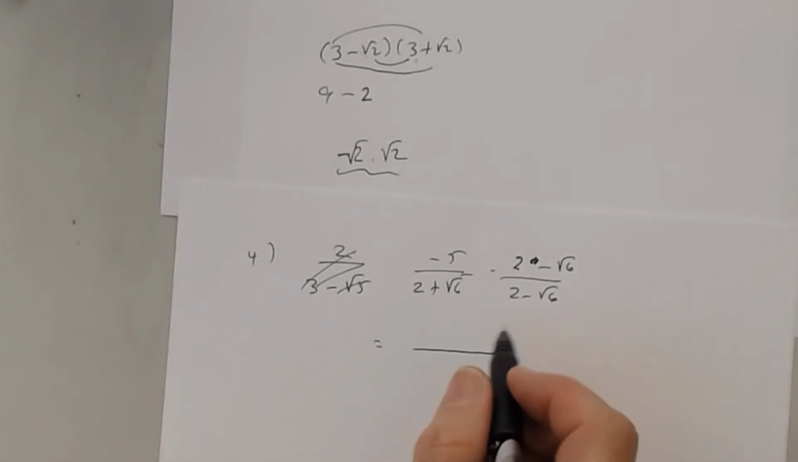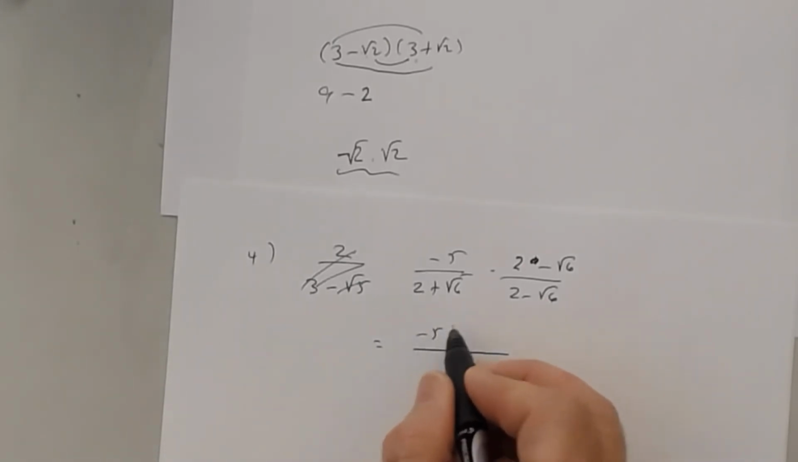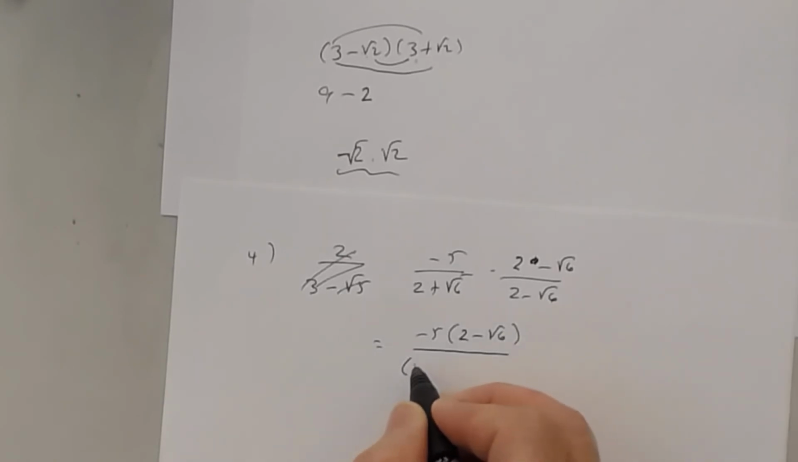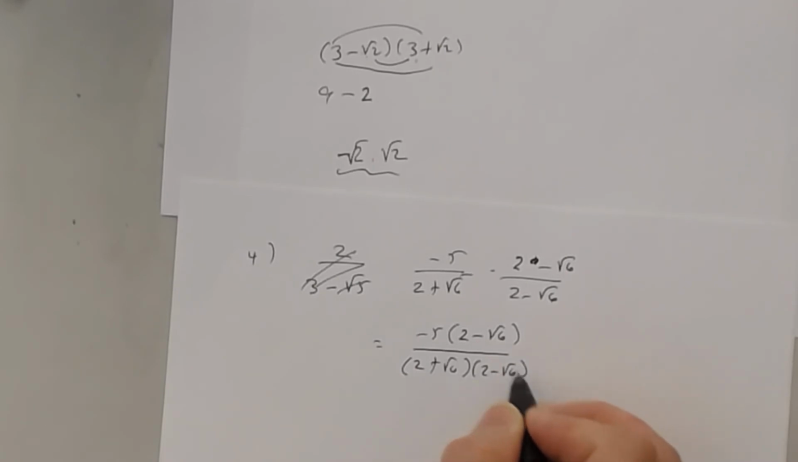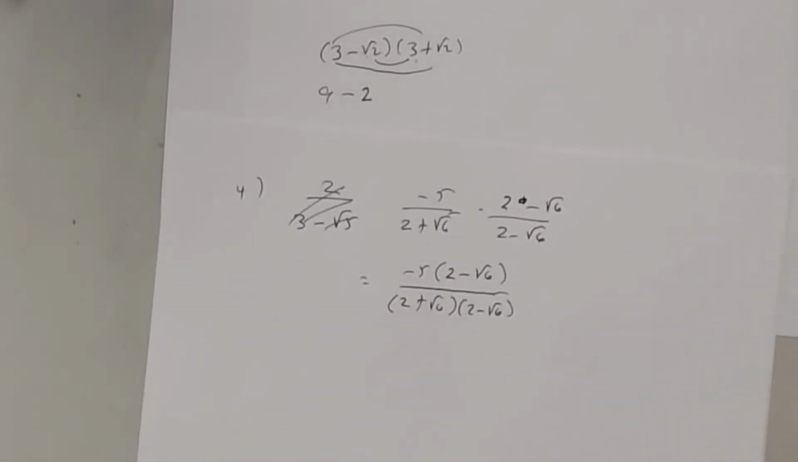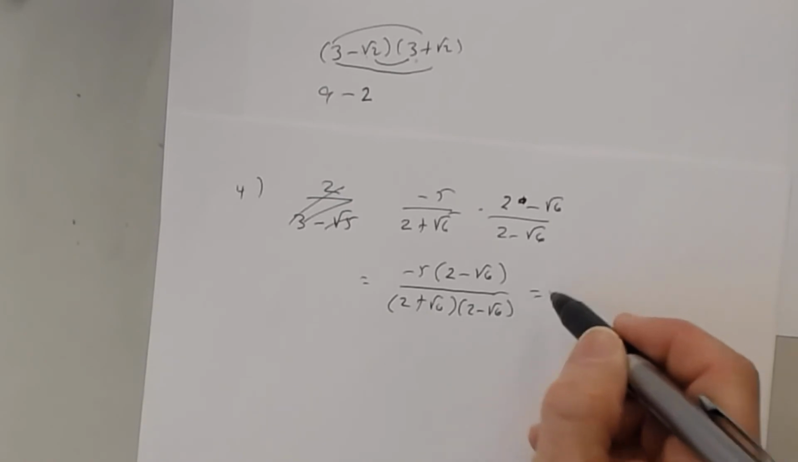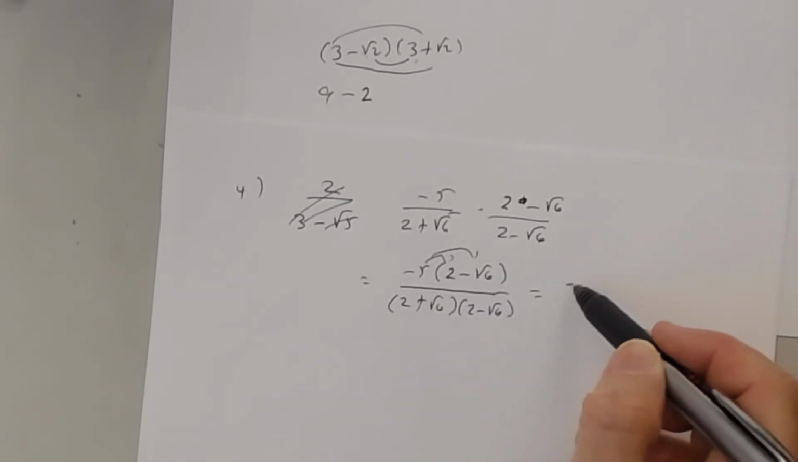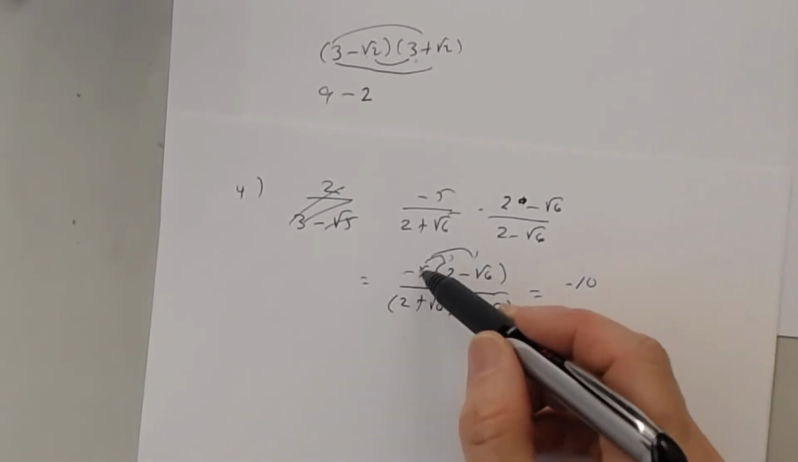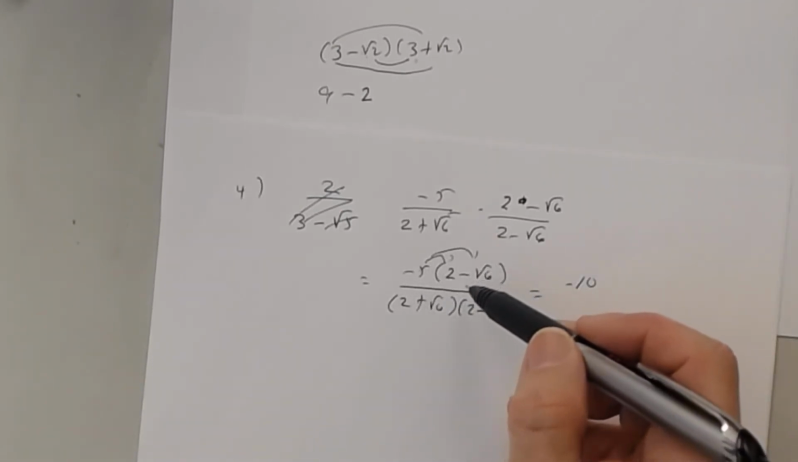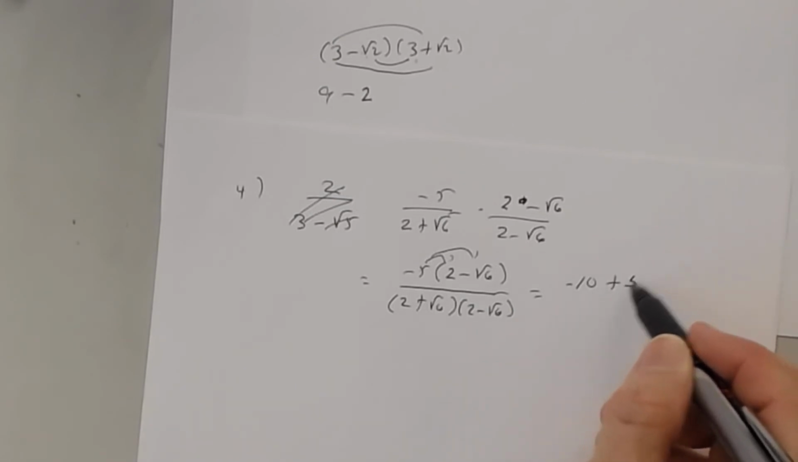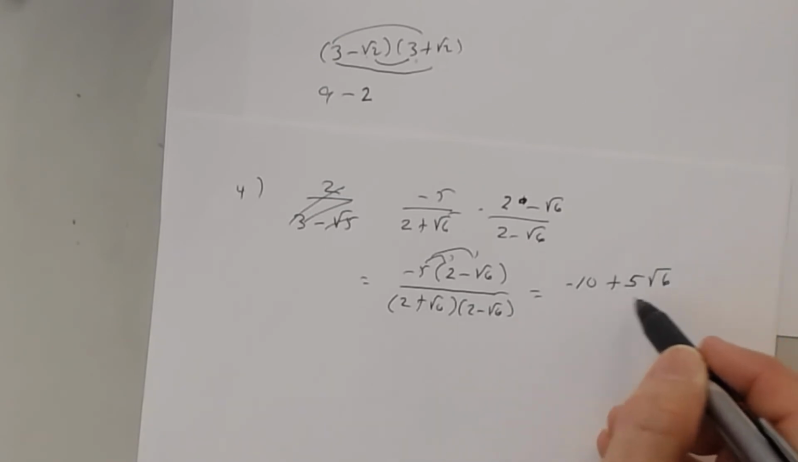That's right, as one fraction. So you're going to say negative 5 times 2 minus the square root of 6 divided by, in parentheses, 2 plus the square root of 6 times 2 minus the square root of 6. And now you get rid of the parentheses. So the numerator you can distribute. So what's negative 5 times 2? Negative 10. What's a negative 5 times a negative square root of 6? A positive 5 square root of 6.